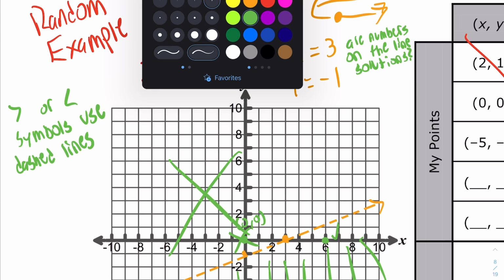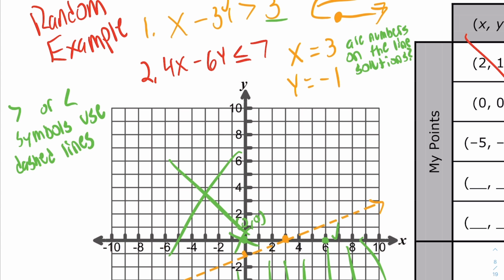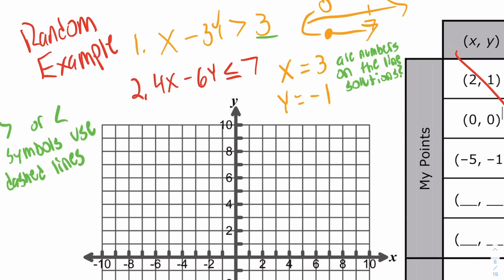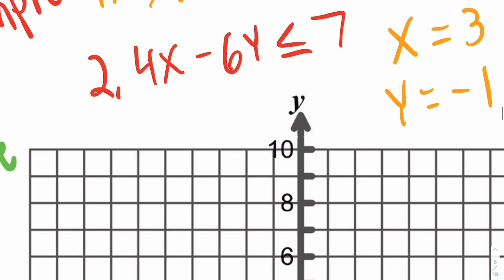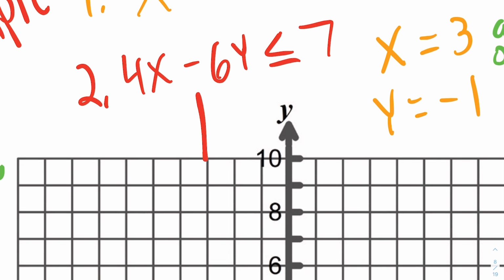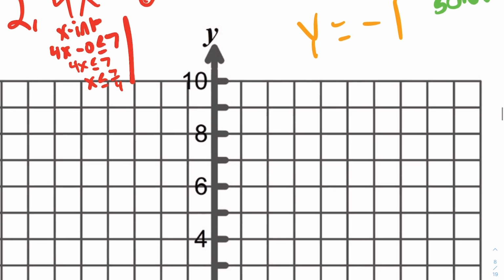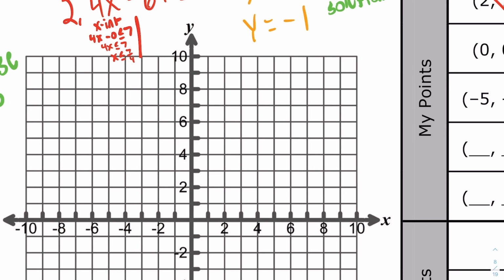Now let's go ahead and do the red example. Let me clear all this off, and then we'll do the red example. 4x minus 6y less than or equal to 7. Let's find the x-intercept first by putting 0 for y. That's going to give us 4x less than or equal to 7, which means x is less than or equal to 7 over 4. That would be the intercept. 7 over 4 is more than 1, but it's less than 2, and that's the x-intercept.